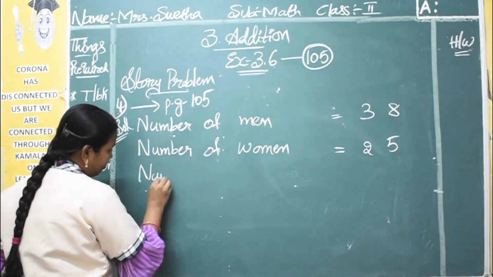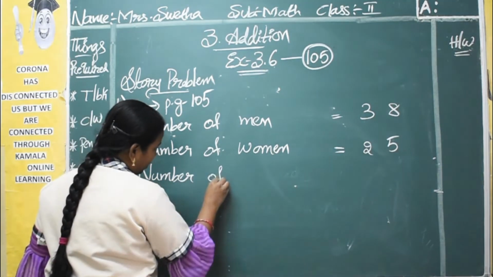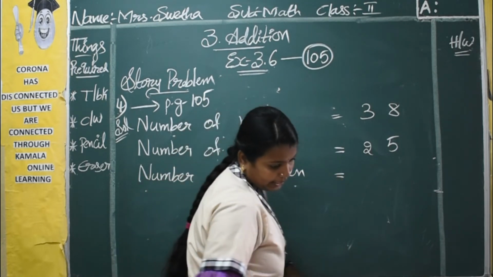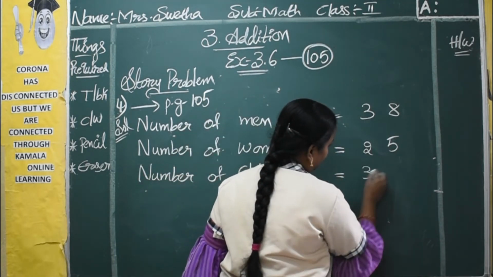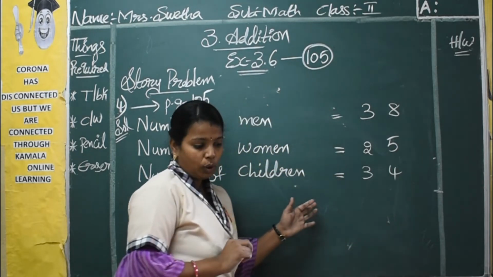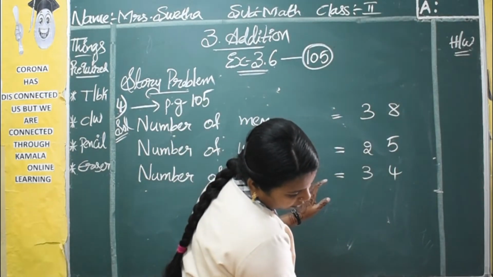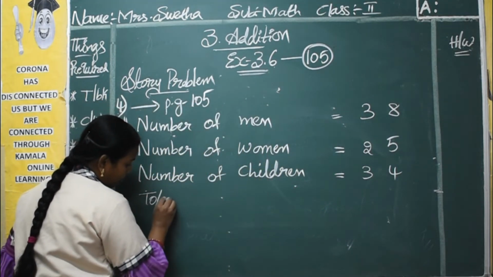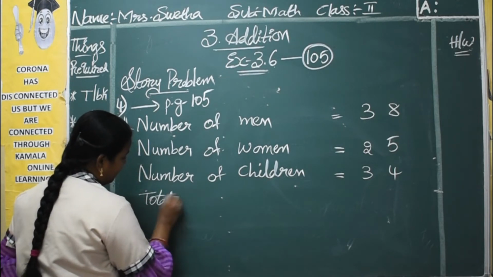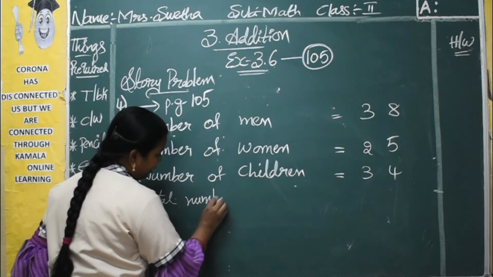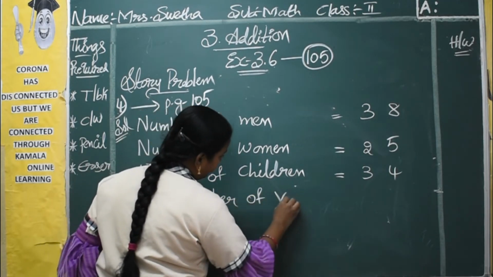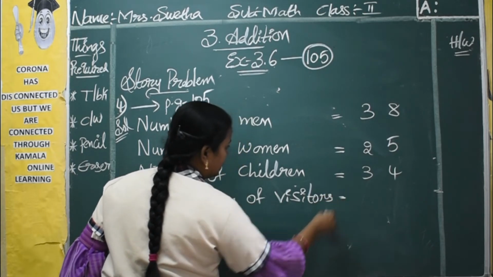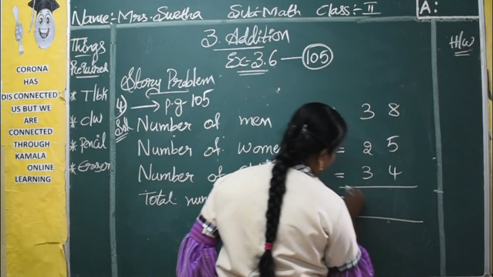So number of children. How many children are there? There are 34. Okay. So now in the last line you have to find the total number of visitors. Total number of visitors. Okay. So in here you have to do the addition.